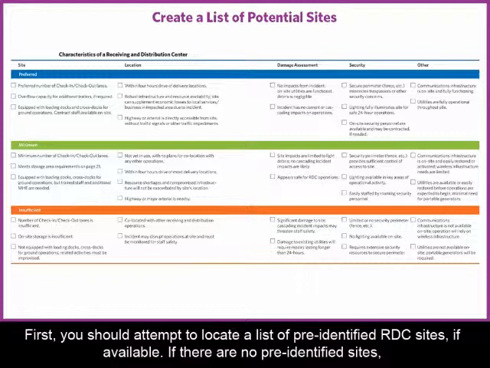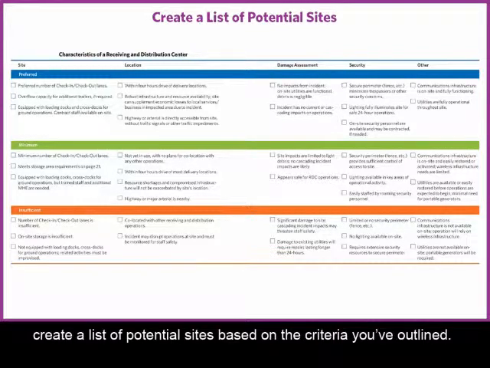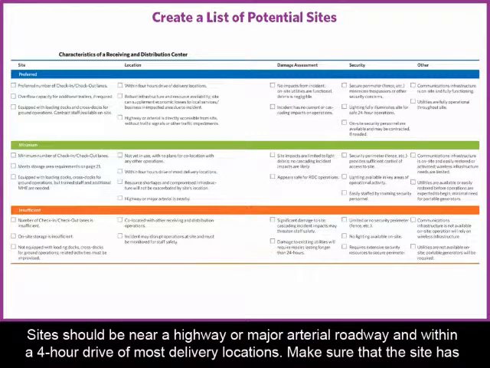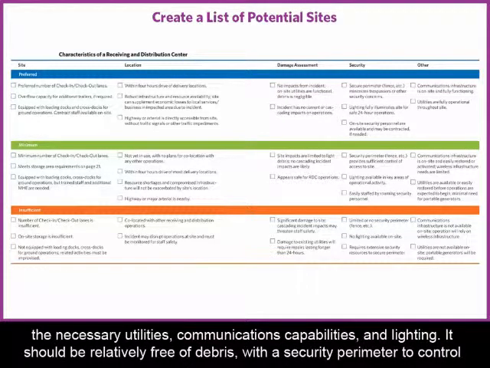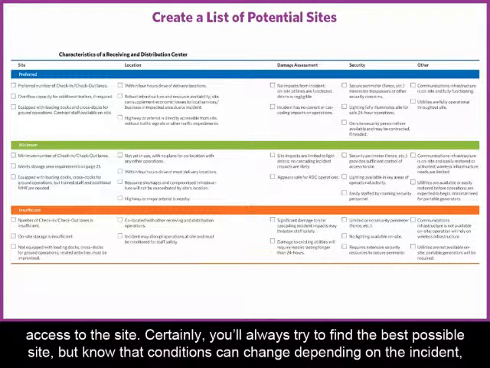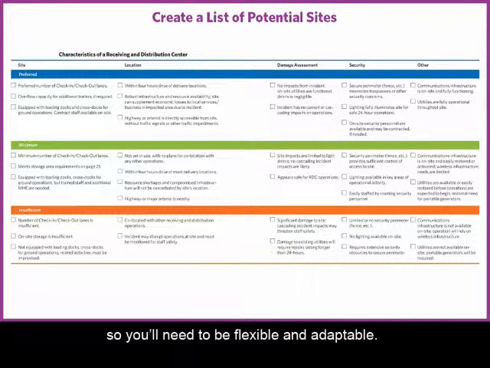First, you should attempt to locate a list of pre-identified RDC sites if available. If there are no pre-identified sites, create a list of potential sites based on the criteria you've outlined. Sites should be near a highway or major arterial roadway and within a 4-hour drive of most delivery locations. Make sure that the site has the necessary utilities, communications capabilities, and lighting. It should be relatively free of debris with a security perimeter to control access to the site. Certainly, you'll always try to find the best possible site, but know that conditions can change depending on the incident, so you'll need to be flexible and adaptable.